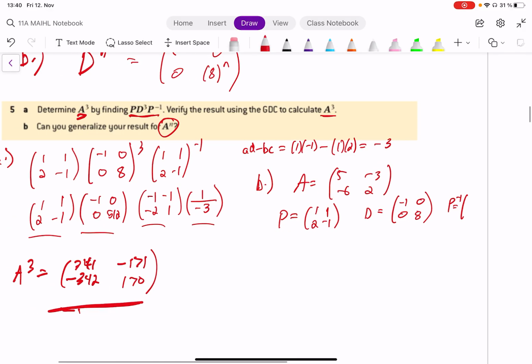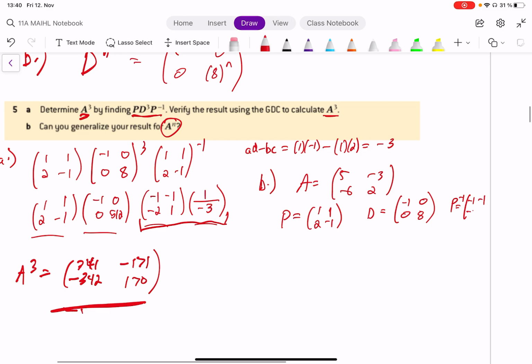We kind of found that in the last part. We know that to be this thing, 1/3, negative 1/3 times that stuff. So negative 1, negative 1, negative 2, 1 times negative 1/3. I'm not putting it inside because then I'm dealing with fractions, and I'd rather leave it outside and just multiply it in at the end.